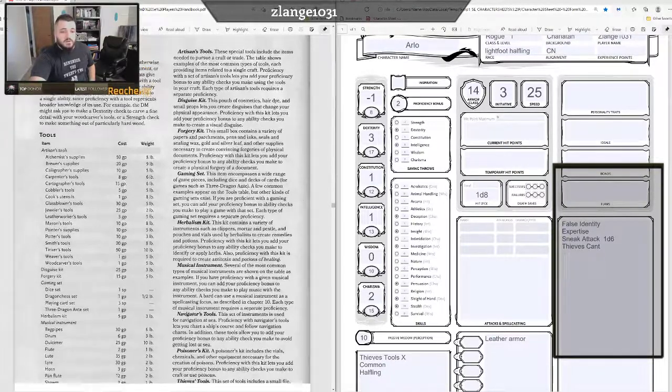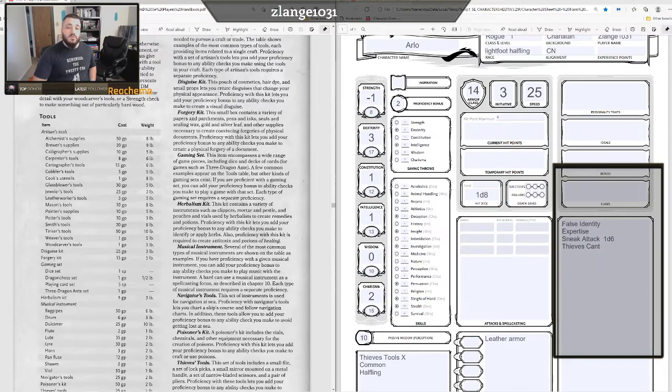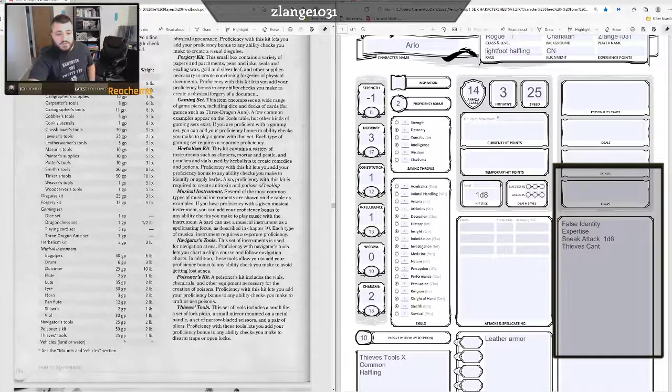Let's go down to our tools. As a rogue, we are proficient with the thieves' tools. And that's pretty much it for now. We can get more stuff later on. There might have been some proficiency from being a charlatan. I don't remember. Not important.